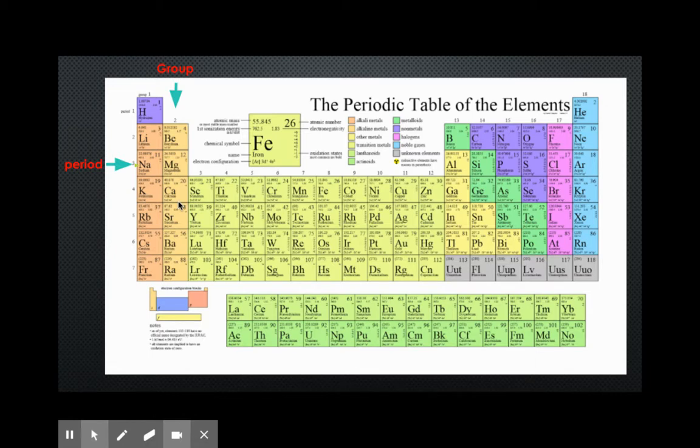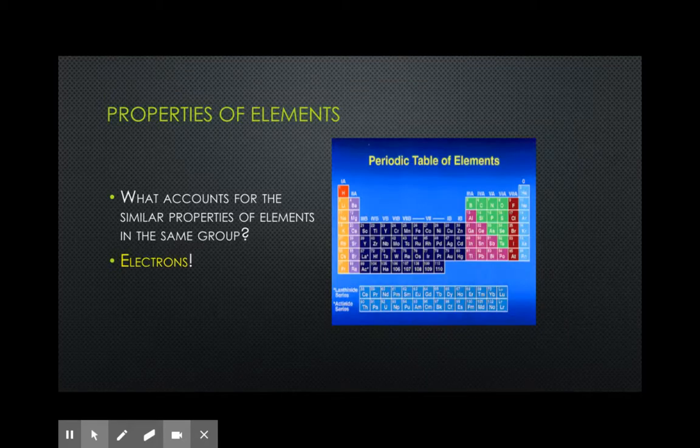So whenever we're talking about groups, we're talking about the elements in a vertical line. Whenever we're talking about periods, we're talking about elements in a horizontal line. So what accounts for the similar properties of elements in the same group? So far, we've basically learned about how different trends are similar within a group. What accounts for this kind of weird phenomenon is electrons.